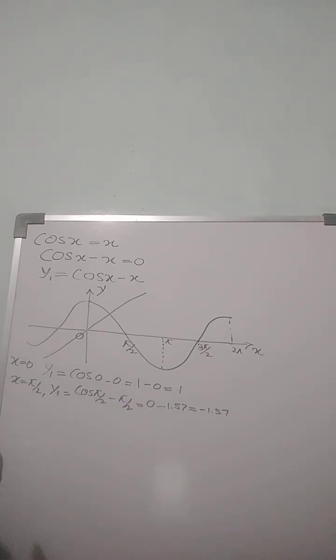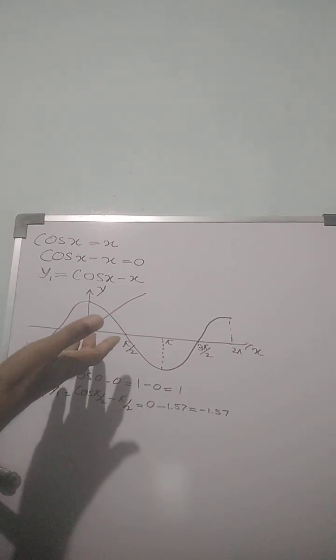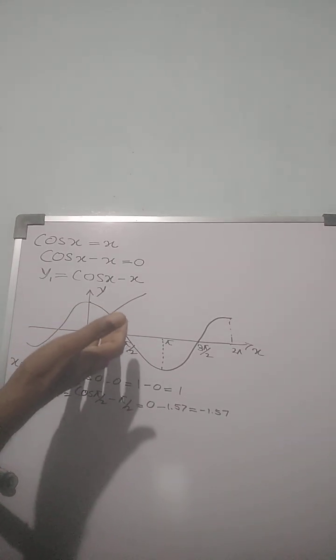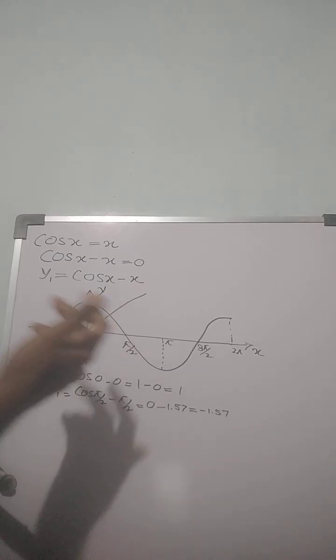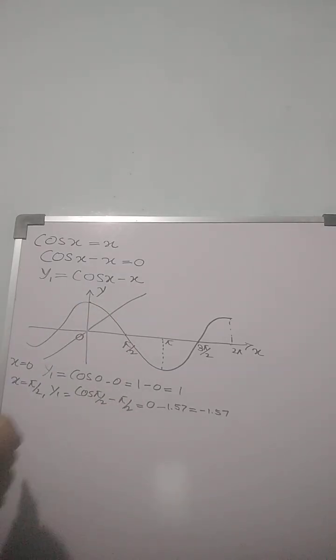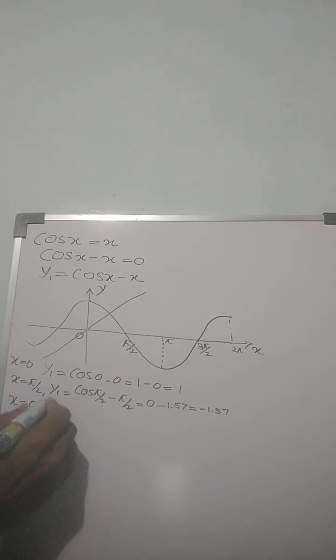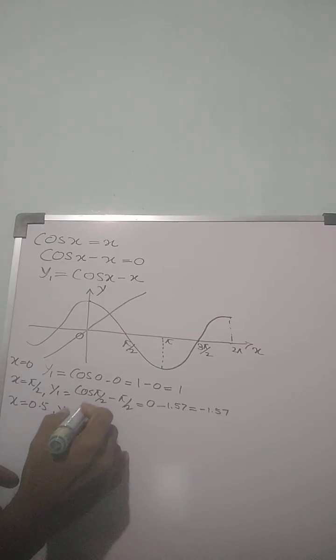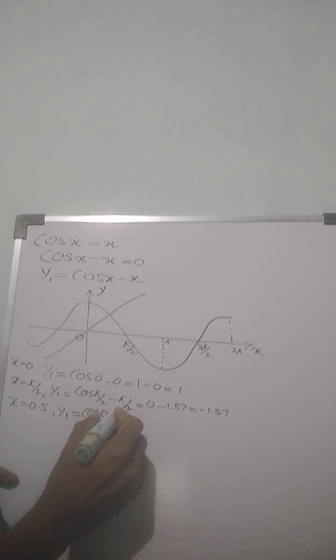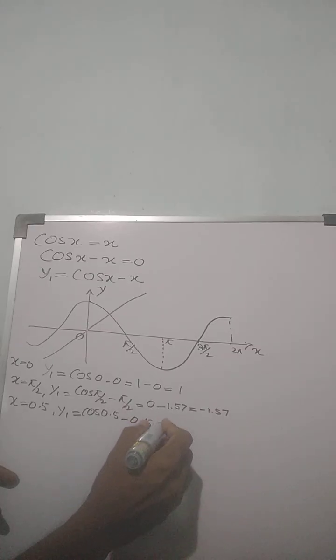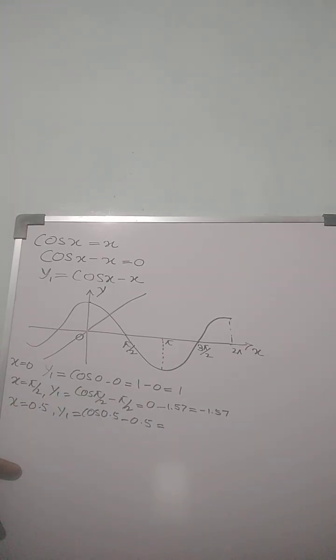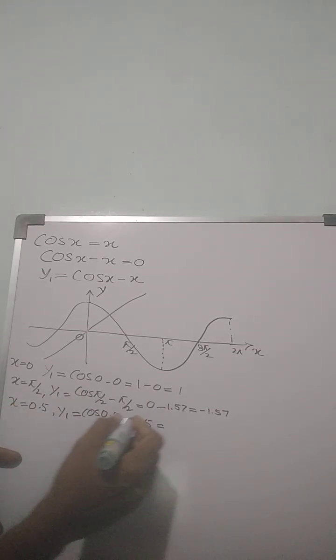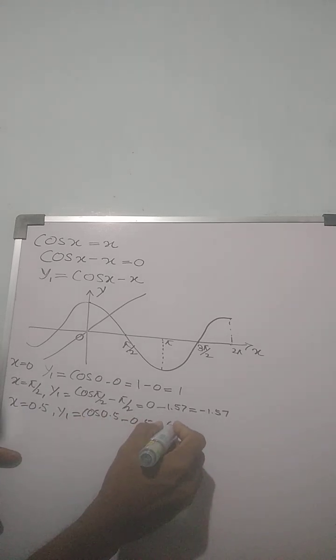Therefore, according to the diagram of the graph also, the solution lies between x equals 0 and x equals pi divided by 2. Randomly I can take x equals 0.5. I take all the angles in radians. Then y1 is cos 0.5 minus 0.5, and using a calculator the final answer is 0.38.